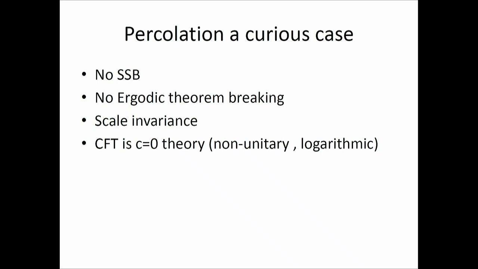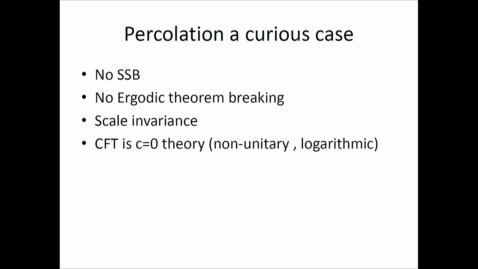And I have a conformal field theory describing percolation, but it's a problematic conformal field theory because it has central charge equal to zero. A zero central charge theory is either null, meaning that it has only one operator, or it is non-unitary, and it has to be non-unitary to be a little more interesting. And if it is non-unitary, it's a logarithmic conformal field theory.